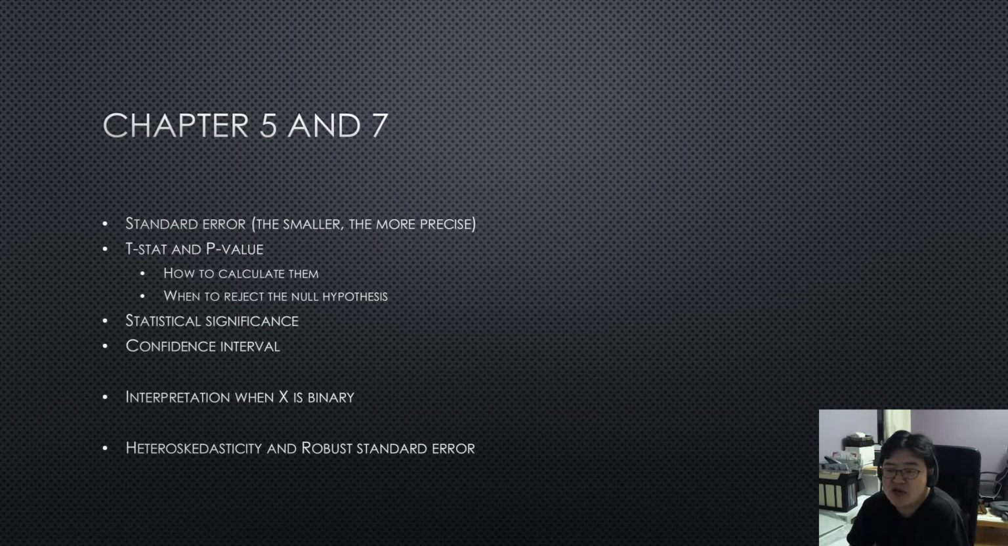And in chapter 5, there is a case when X is binary. If a regressor is binary, the interpretation is slightly different, but nothing special. It's straightforward, but it's a special case.